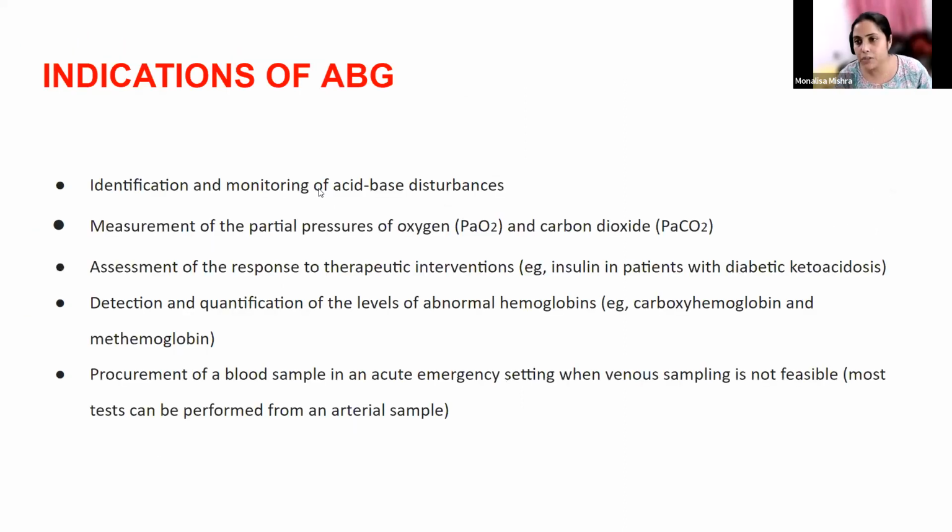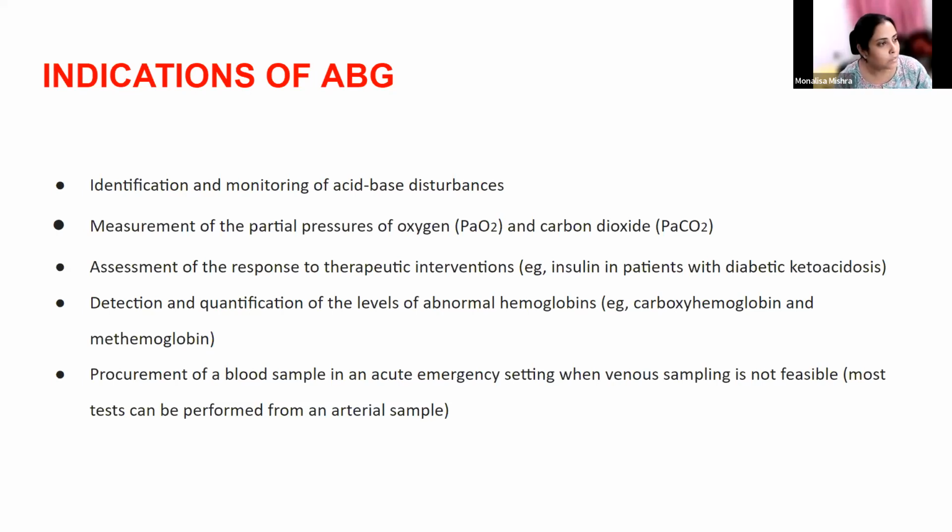So what are the indications of doing ABG? There are multiple indications of doing ABG in ICU. As you all know, you want to identify if there is anything wrong with the acid-base balance in your body, to measure the PO2 or PCO2 of your body, and to assess the response to any therapeutic interventions. For instance, if your patient is coming to you with metabolic acidosis and it's a diabetic patient, it could be diabetic ketoacidosis. So if you're giving insulin to the patient, you're assessing the response to insulin, whether the acidosis is getting better.